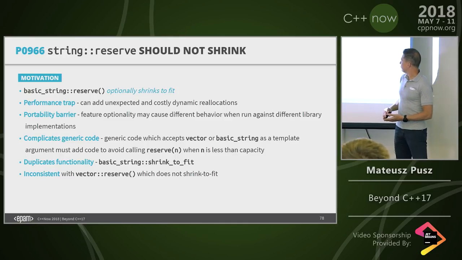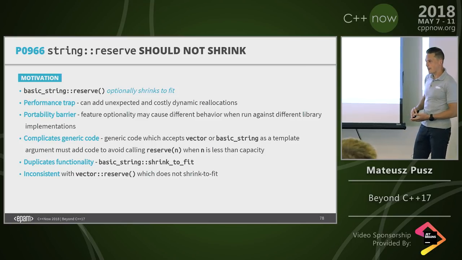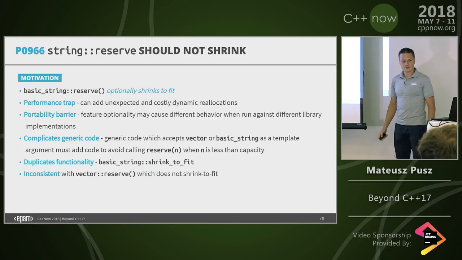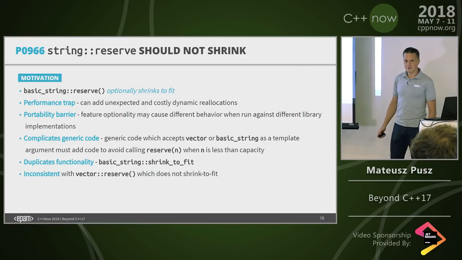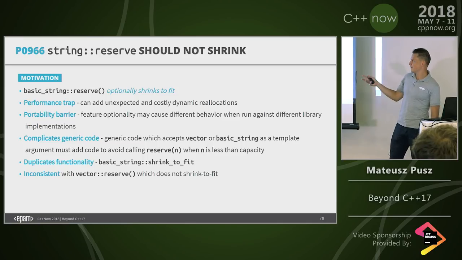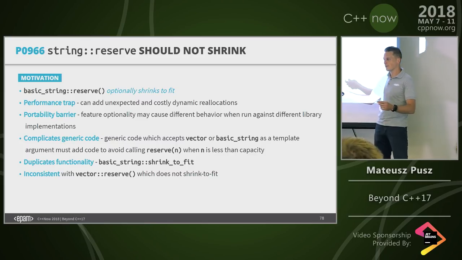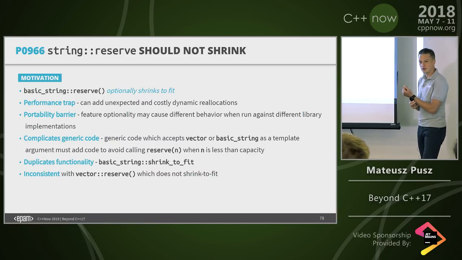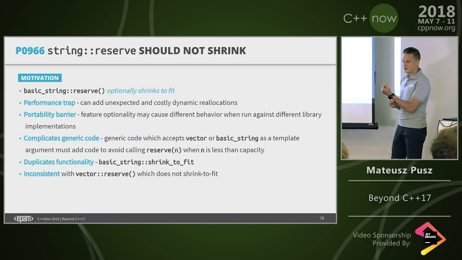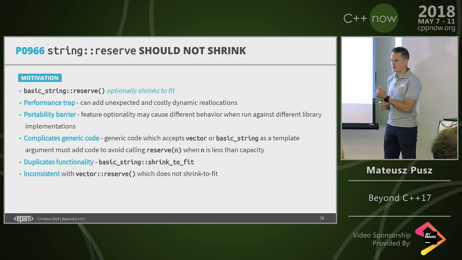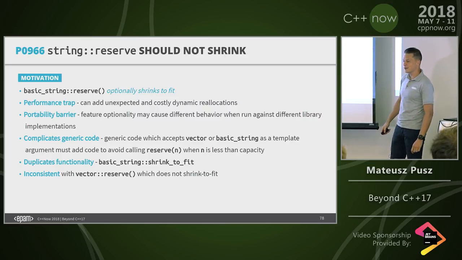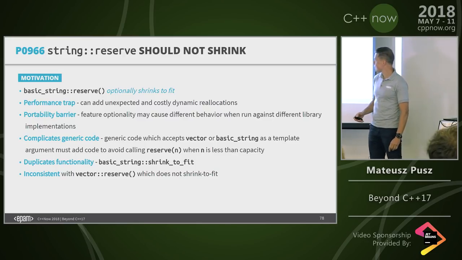Did you know that string reserve could shrink your container? It's specified by the standard right now. So basically, if the size of the container is bigger than your request in reserve, the implementation is allowed to shrink it. It doesn't have to, it's allowed to do it. Some implementations do, some of them don't. So basically, it's a problem with portability.